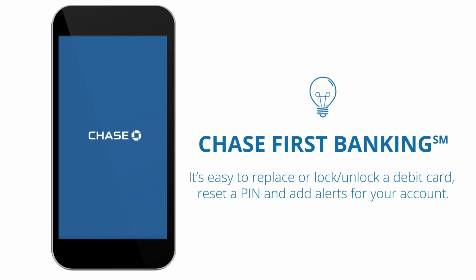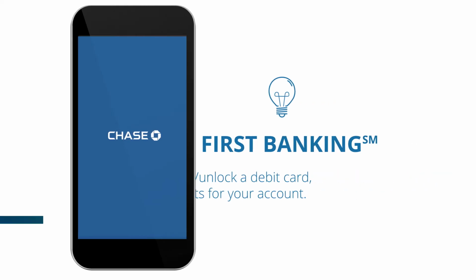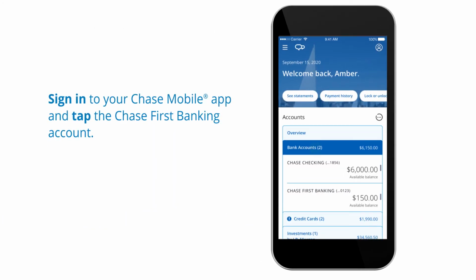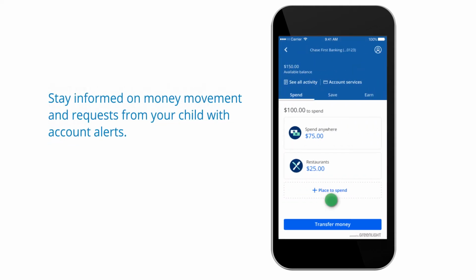It's easy to replace or lock or unlock a debit card, reset a PIN, and add alerts for your account. Sign in to your Chase mobile app, and tap the Chase First Banking account. A cursor taps on that button, and then a spend screen appears, displaying account information, a profile icon, and buttons marked See All Activity, Account Services, Add Place to Spend, and Transfer Money.